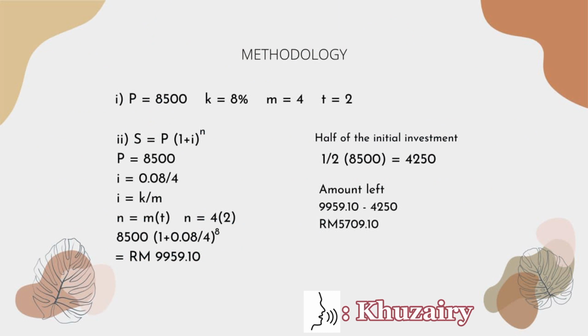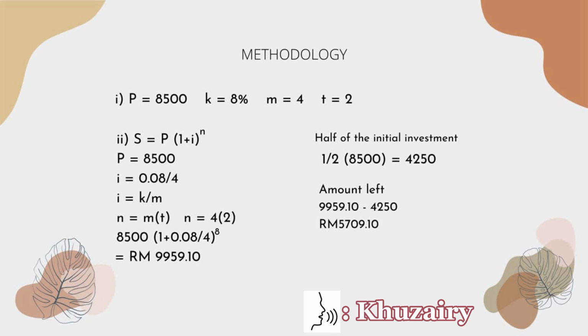Methodology. Let's focus on question number 1. The answer for question number 1 is P equal to 8,500. K equal to 8%, but we must change the 8% to a decimal. So now the 8% is equal to 0.08. Thus, M equal to 4 because the problem statement said compounded quarterly. T equal to 2 because the problem statement said 2 years.